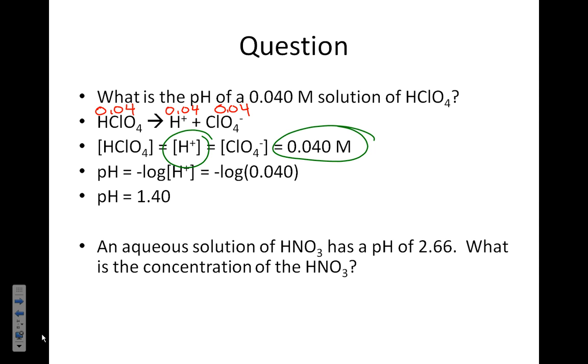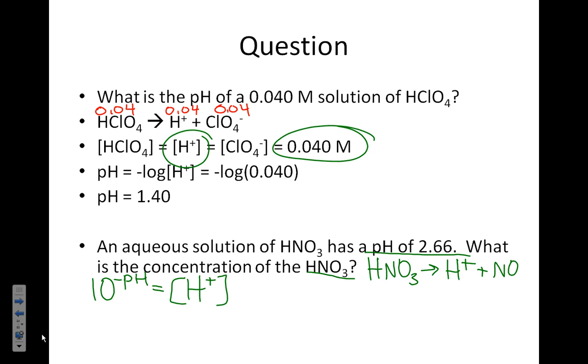Follow-up question. An aqueous solution of nitric acid has a pH of 2.66. What is the concentration of the nitric acid? We're working a little bit backwards here, but it doesn't really matter because it's the same idea. I'm going to start with this pH value of 2.66 because I know that 10 to the negative pH is going to be equal to my hydrogen ion concentration. And because this is a strong acid, nitric acid, it completely dissociates.